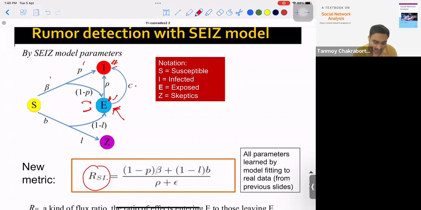Okay, so if you look at the quantity here, it is basically saying that the influx, which is the numerator, is beta times (1 minus p) plus b times (1 minus l), right? This is the influx, and the outflux is this plus this, right? Now you may ask, what is this epsilon? Epsilon is just an error parameter, a tuning parameter that we generally use to feed the model with the data points, right? So you see, this is influx and this is outflux.